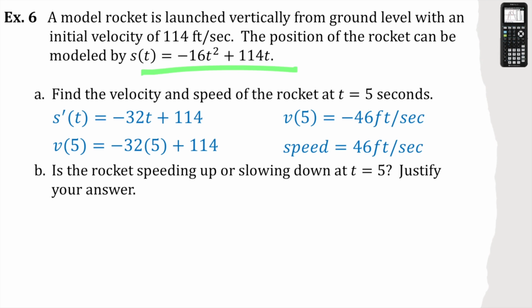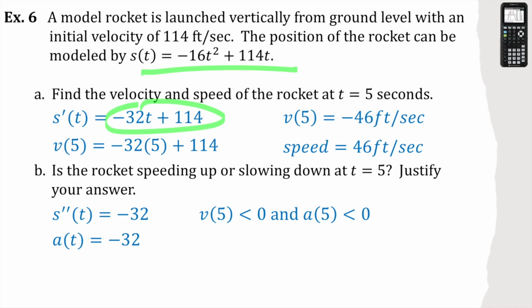Is the rocket speeding up or slowing down at t equals 5? Well, now we need to look at acceleration. We need to know the sign of acceleration at time t equals 5. So let's look at the velocity, take the derivative of that, and we have an acceleration of negative 32. Because the velocity at 5 is negative and the acceleration at 5 is negative, we know that the rocket is speeding up.